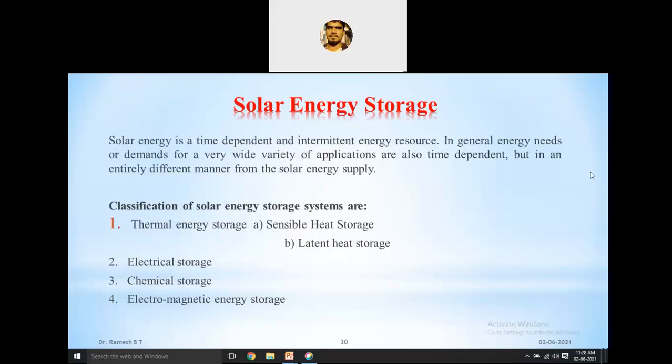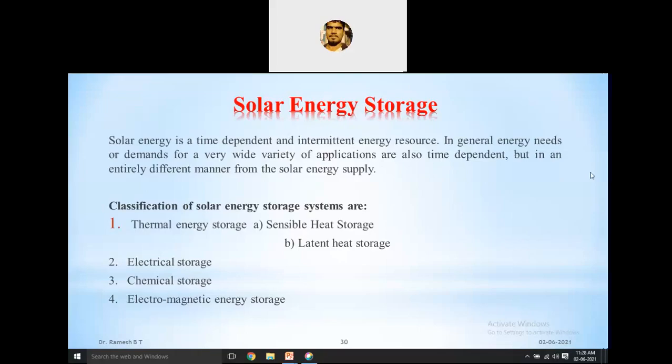Clear? The optimum capacity of an energy store depends on a number of factors. Means optimum storage of energy. So far we discussed the advantages, or why we have to go with solar energy storage. Similarly, the optimum capacity of the energy storage system depends on some factors.